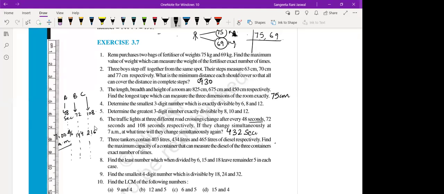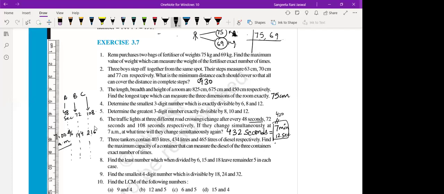Since all this is given in seconds, it will change after 432 seconds. 432 seconds means 7 minutes, 12 seconds. 7 minutes is 420 seconds, plus 12 seconds makes 432 seconds. So the lights will change together again after 7 minutes, 12 seconds. You get it?